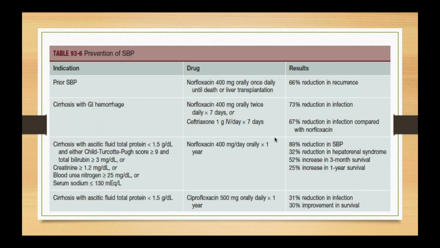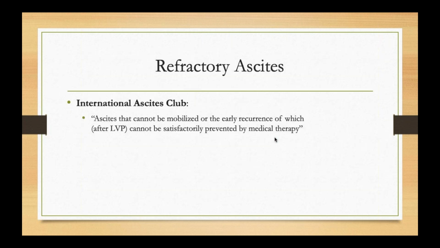For prevention, once SBP occurs, you have to always give prophylaxis to the patients. Like you give norfloxacin 400 mg once daily until death or liver transplant. If the patient has GI hemorrhage also, then also you give norfloxacin for 7 days during that time.